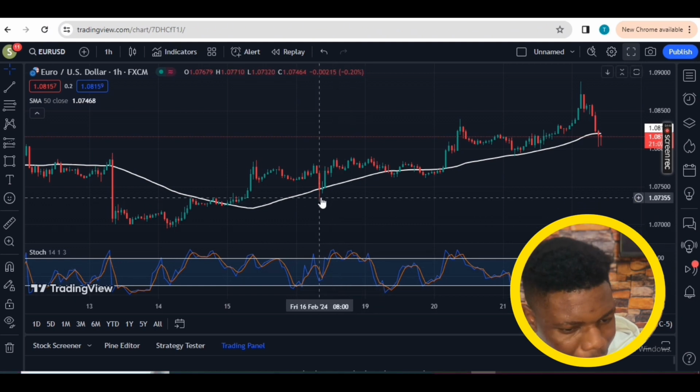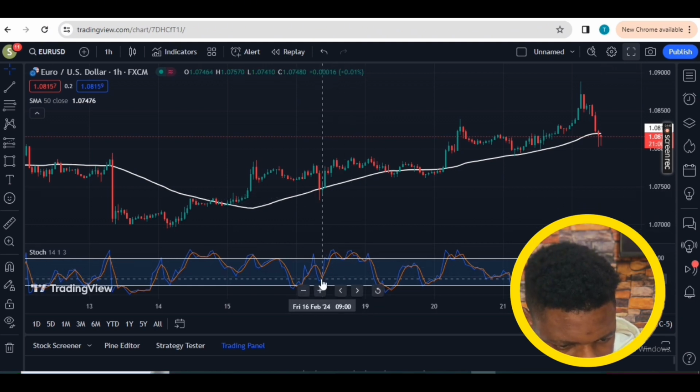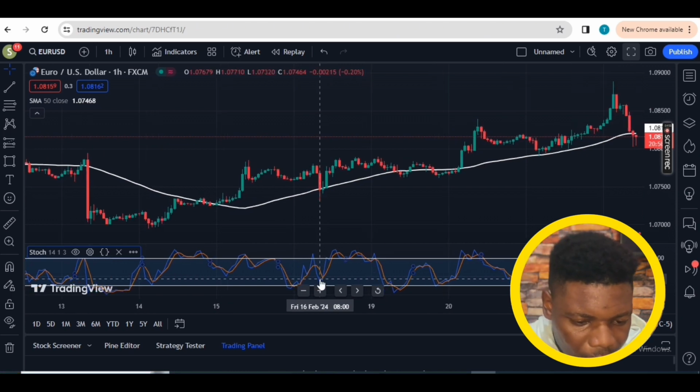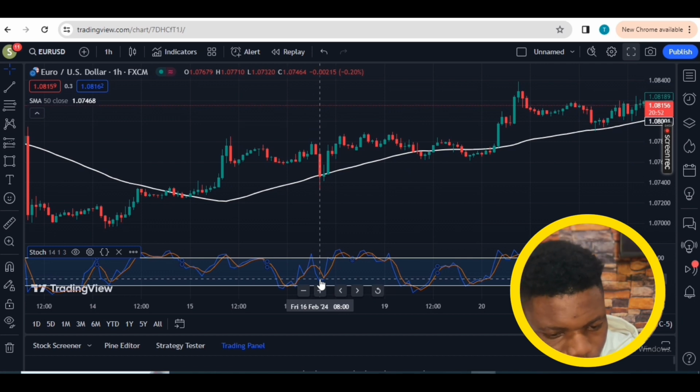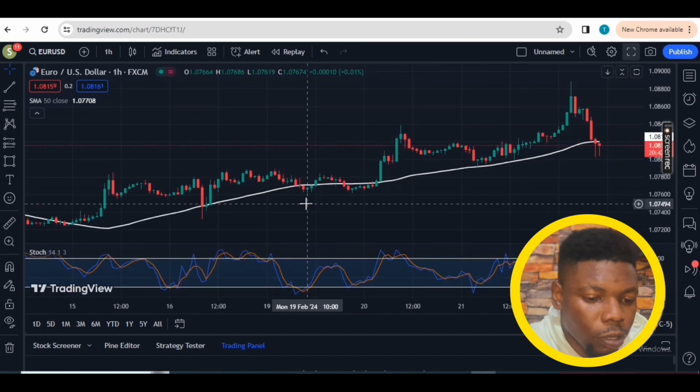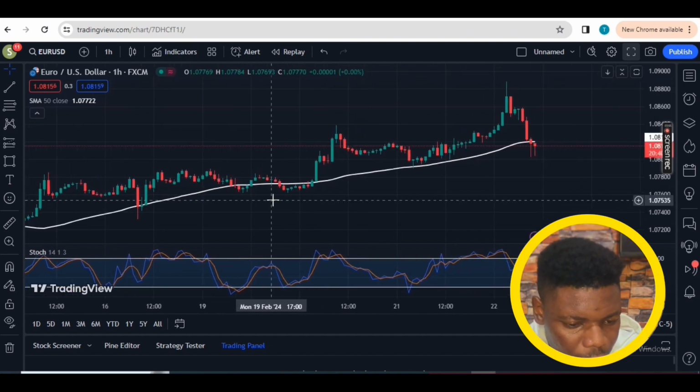So it never happened here. It crossed it here. What level was this? This is 34.78. Let me zoom in for us to see clearly. This is not 20. We want to see it touch 20. I want to see a retest. So let's proceed further. Will we see any opportunity here?